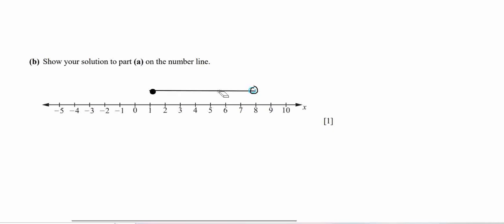Now we make the line here. So this resembles the answer. So X is greater than or equal to 1 and smaller than 8.